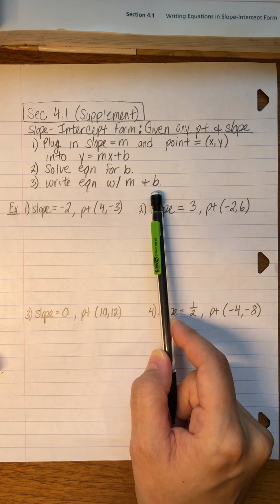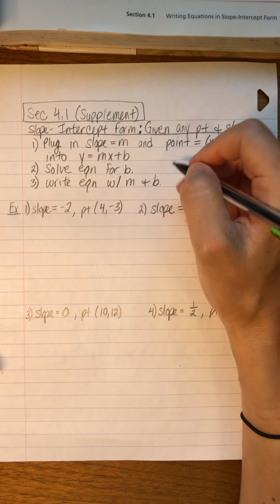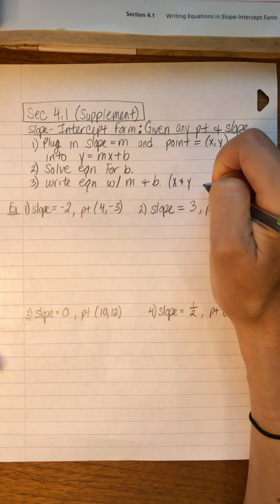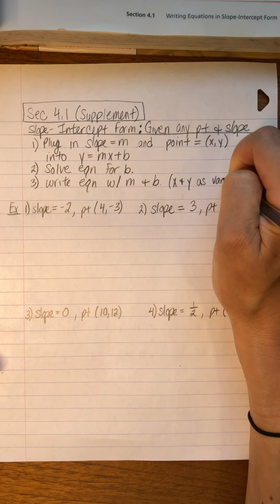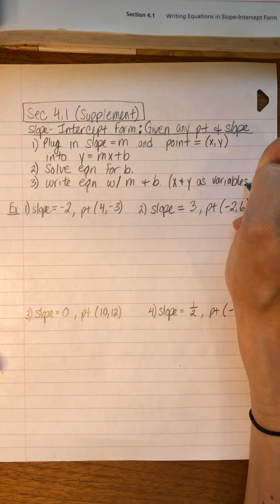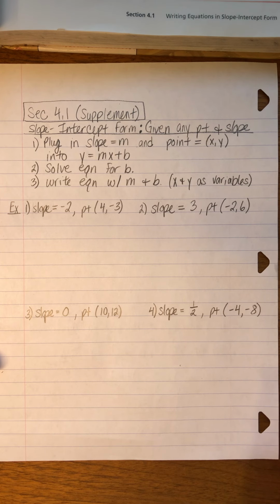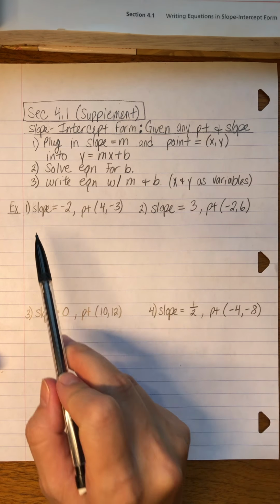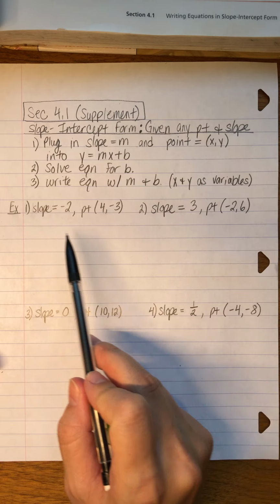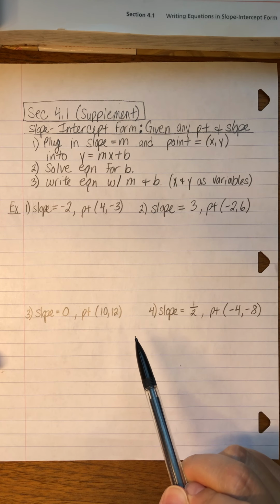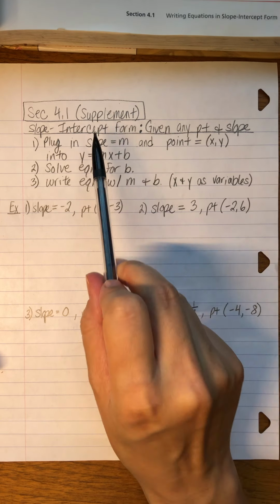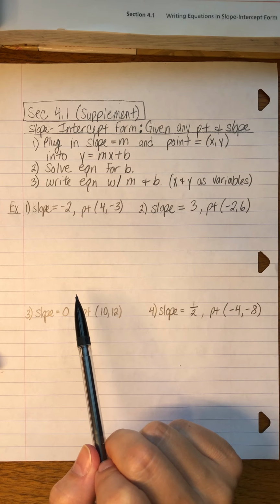With the m and the b, x and y go back to being variables. X and y as variables. Anytime you write an equation, x and y are always going to be x and y. Let's look at some examples. So in example 1, I would definitely suggest you copy all of these down, have these in your notes. That is not from the book, it is a supplemental resource here.